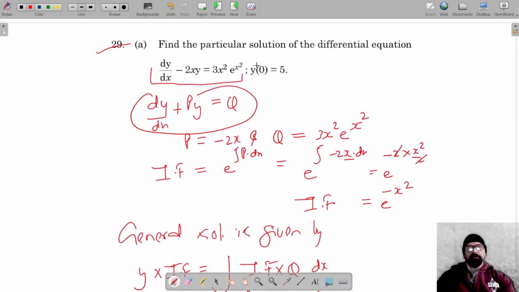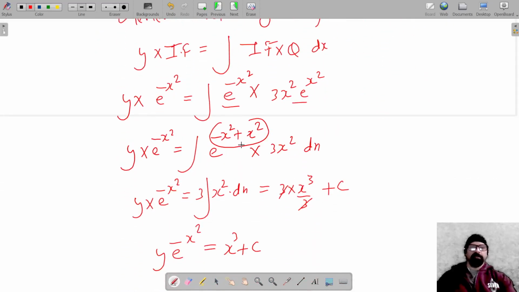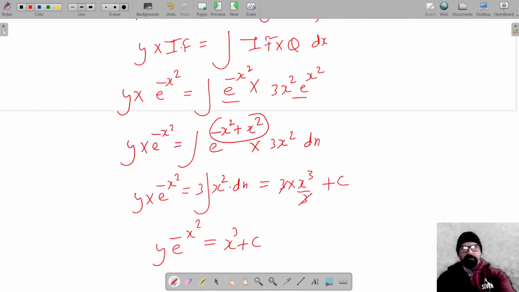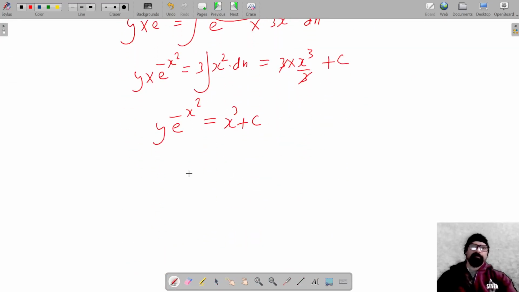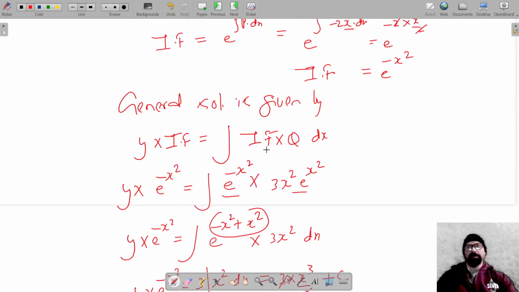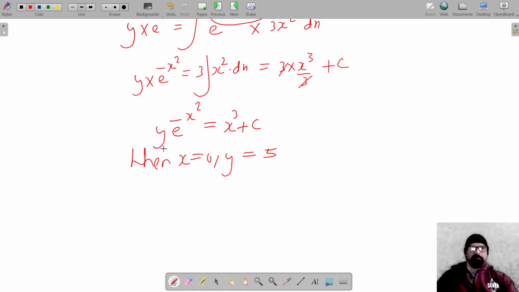Now, when x is equal to 0, y is 5. It's given that when x equal to 0, y is equal to 5. So let's get the value of c. If you put the values here, y is 5, so this is 5 into e raised to the power 0 equal to 0 cubed plus c. So this gives me c, anything to the power 0 is 1, so c is equal to 5.